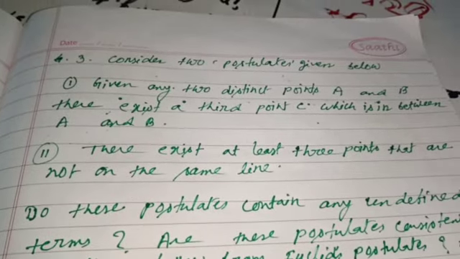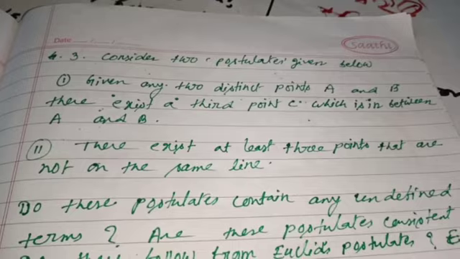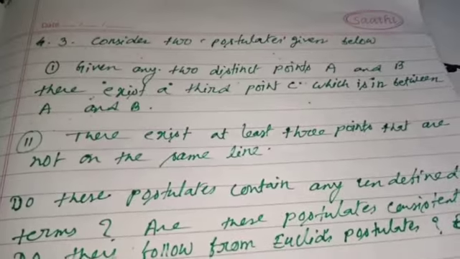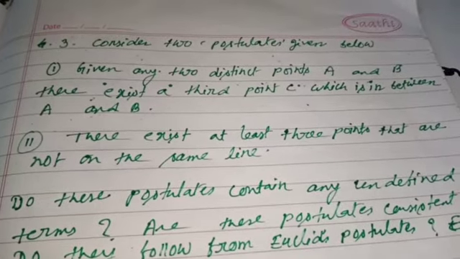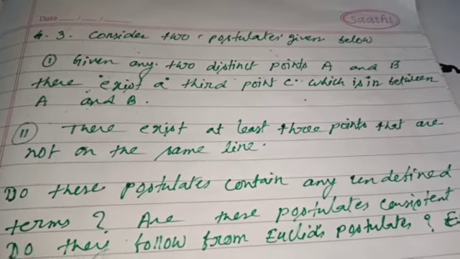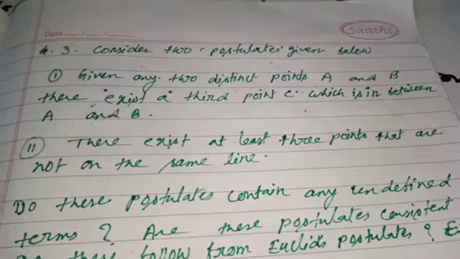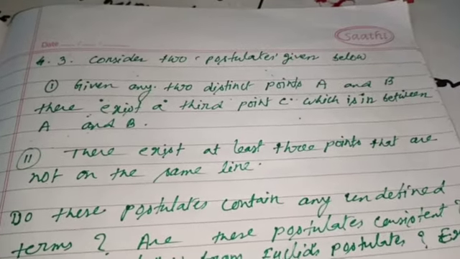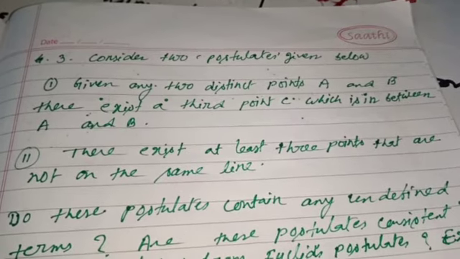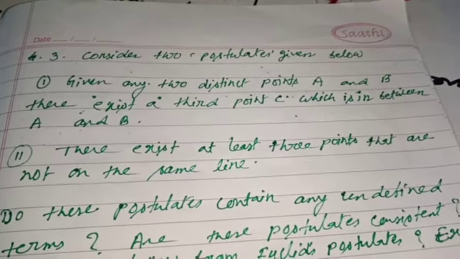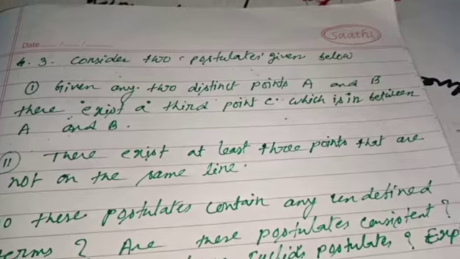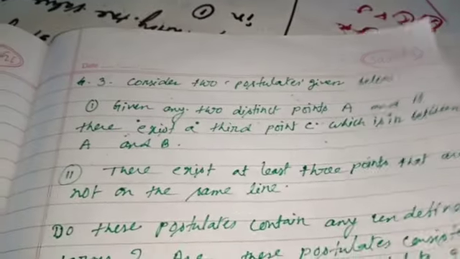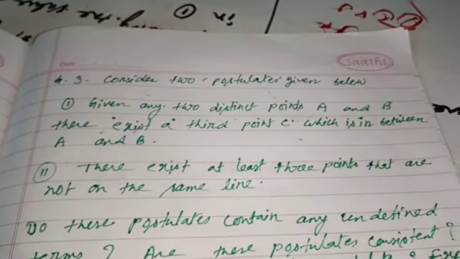Here, question number 3. Consider two postulates given below. Two postulates they have given. It is from Euclid's postulates or not, I don't know. Let me read the question, then we will understand. Given any two distinct points A and B, there exists a third point C which is in between A and B. Try to understand. There are two distinct points A and B, there exists a third point C which lies between A and B. Means C lies between A and B.